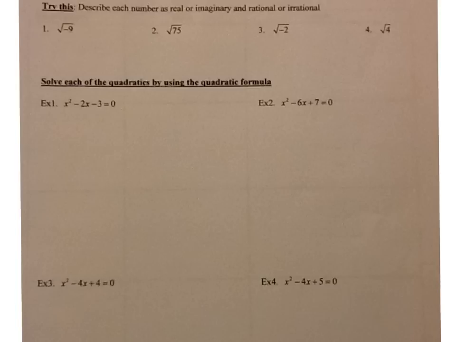All right, so we have the square root of negative 9. The square root of negative 9 is 3i, so that's imaginary. The square root of 75. I can't take the square root of 75 because it's not a perfect square, so that means it's irrational. So it's real, and what real means is it's on our number line.